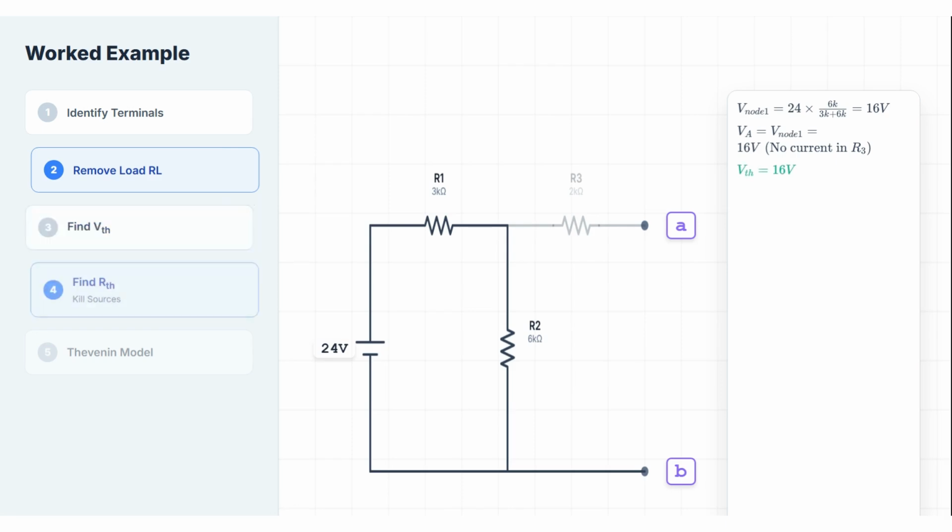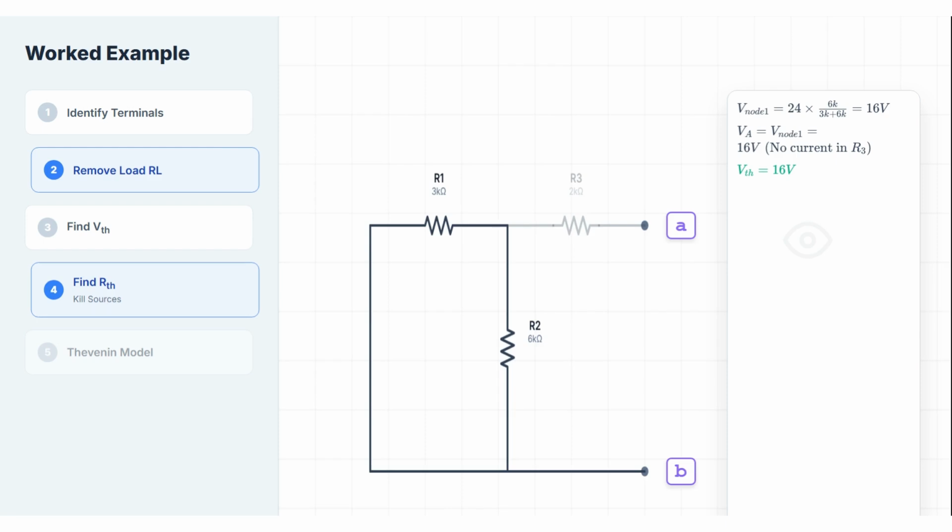Now for RThevenin. Step 1, remove RL. Already done. Step 2, kill the 24-volt source. Replace it with a short circuit. Step 3, find the equivalent resistance from terminal A to ground. Let's look at the circuit. We have R1 in parallel with R2 because the left side is shorted to ground. That combination is in series with R3.